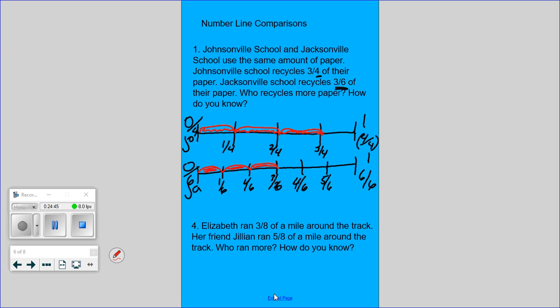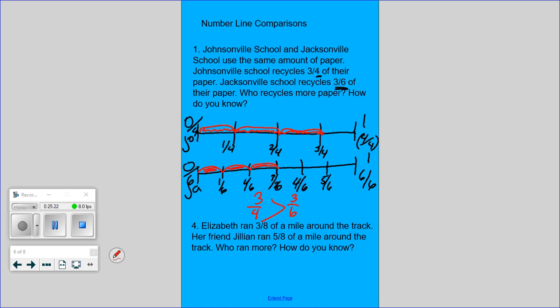So if I write my comparison like this, 3/4, 3/6, which way is my big mouth going to be facing? Aiden? I have 3/4 and I have 3/6. Which one is larger? 3/4, because it goes a farther distance. So my big mouth is going to look like this.